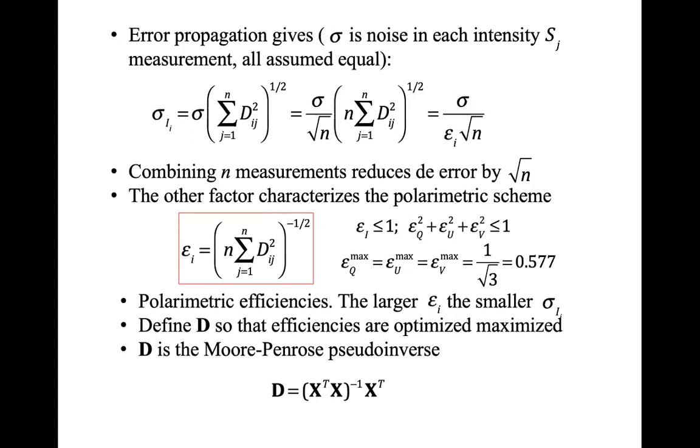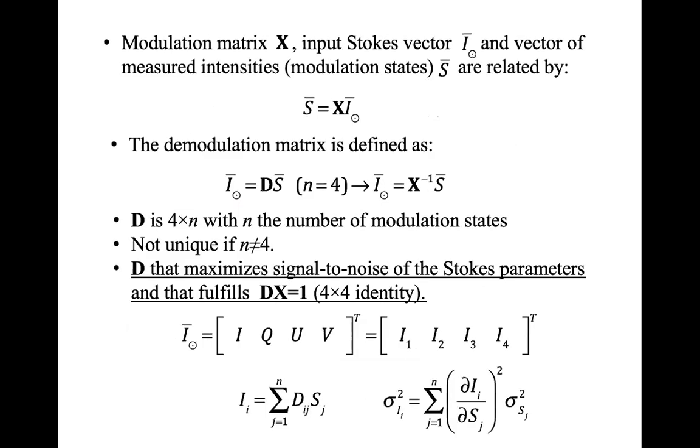So once you have your X, which is the modulation, take the modulation, take the transpose, multiply by X, do the inverse. This is a square matrix, you can always do the inverse. And multiply by the transpose of X, you get something that is called D. And that's the best demodulation matrix that you can use for any polarimeter that will maximize your sensitivity to the Stokes parameters.